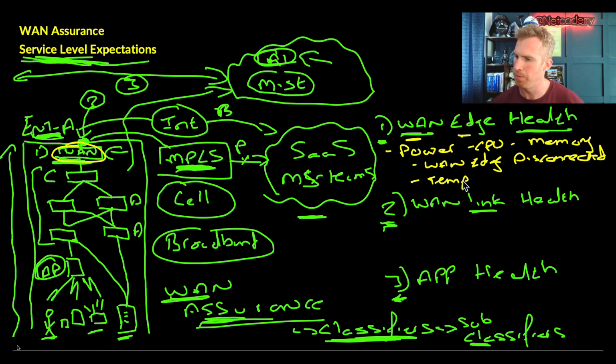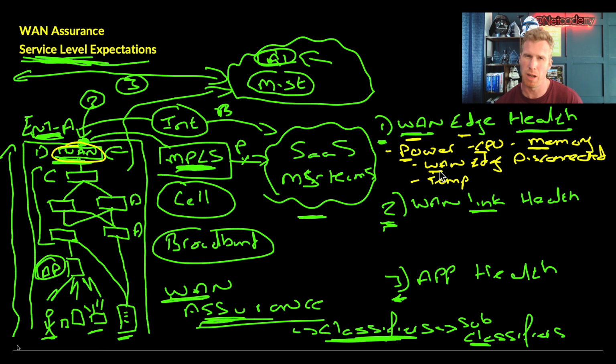So the power really speaks for itself. Has that WAN router got enough power or not enough power? CPU, is the CPU spiking? Is it getting close to 100%? And if so, that's obviously going to cause some problems. Is the memory running out on the SRX or on the SSR? The WAN edge disconnected is about, has that WAN router actually disconnected, not from the network, but from Mist?